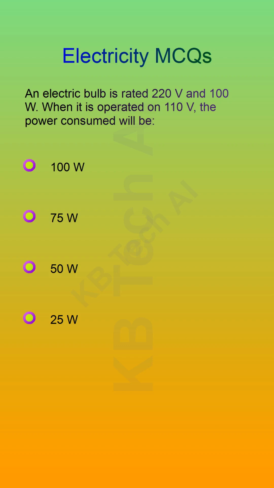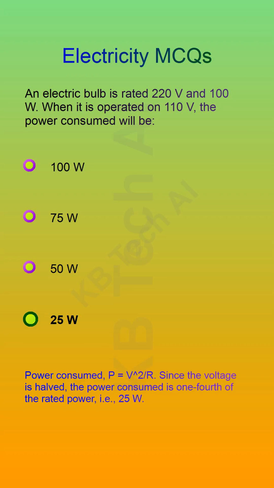An electric bulb is rated 220 volt and 100 watts. When it is operated on 110 volt, the power consumed will be option 1, 100 watts, option 2, 75 watts, option 3, 50 watts, option 4, 25 watts. The answer is option 4, 25 watts.